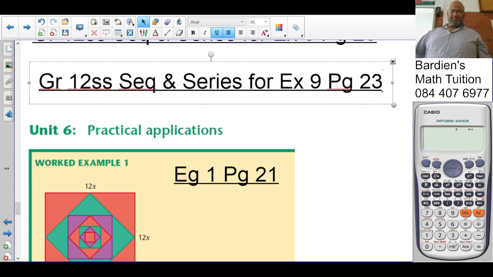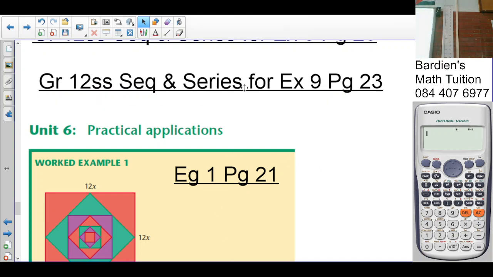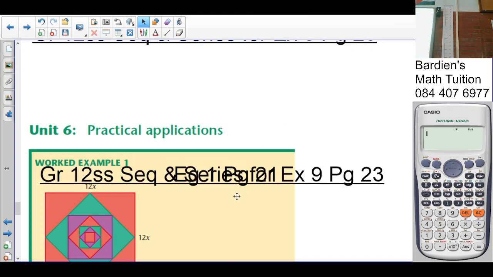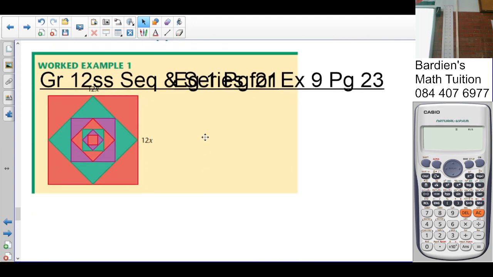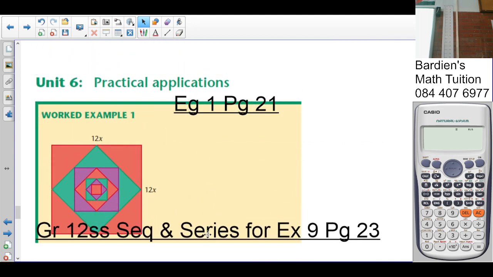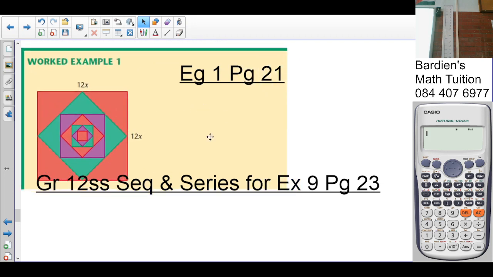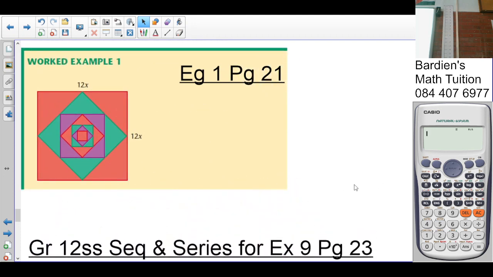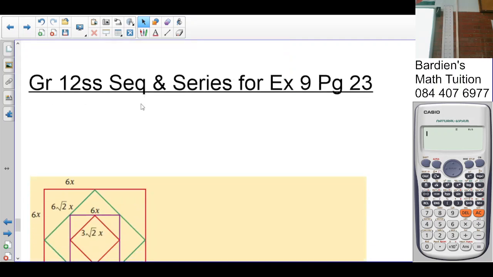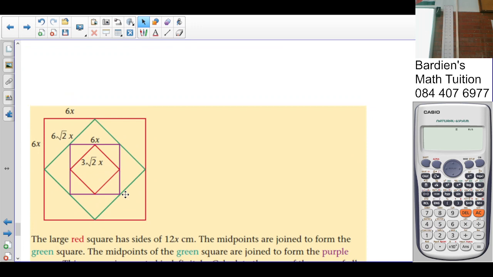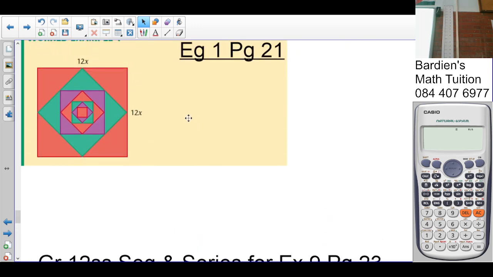Okay, so it's basically example 1 on page 21. These examples are for exercise 9 on page 23. So basically it's marked practical application. As I said, this is basically real life problems. So firstly we need that up here. So here we are given this diagram.